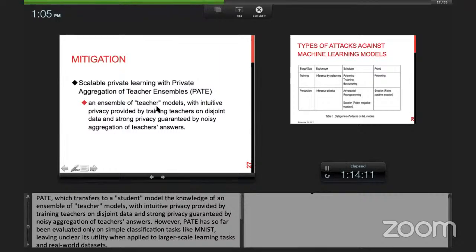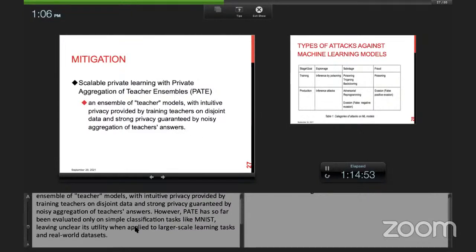So, an ensemble of teacher models with intuitive privacy provided by training the teachers on disjoint data, and strong privacy guaranteed by noisy aggregation of teachers' answers. The model basically transfers to a student model the knowledge of an ensemble of teacher models. What does that mean? That means the teacher models are trained on different, disjoint data sets, and the answers are always aggregated with some noisy aggregation.